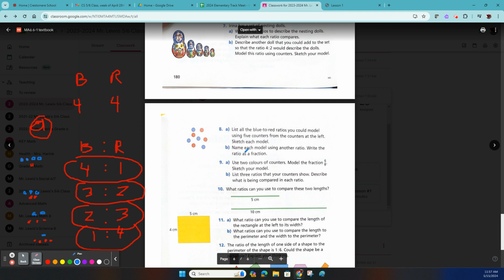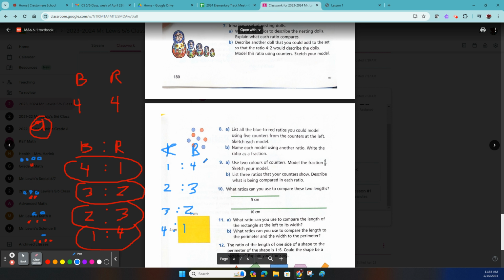Cool. Now for question B, it says, name each model using another ratio. So I could compare this. I can just flip it around, right? I can go red to blue, and that would be 1 to 4, 2 to 3, 3 to 2, or 4 to 1, right? If you mix up the terms, it is a new ratio. It's just a different way of organizing it.